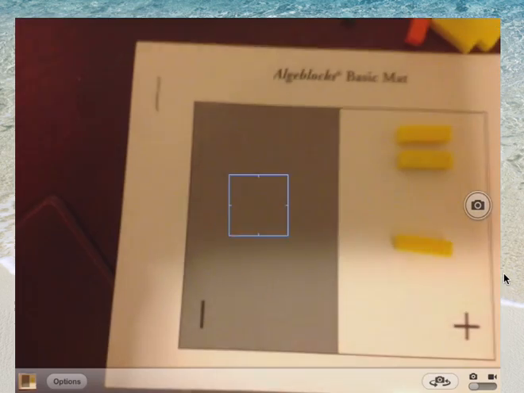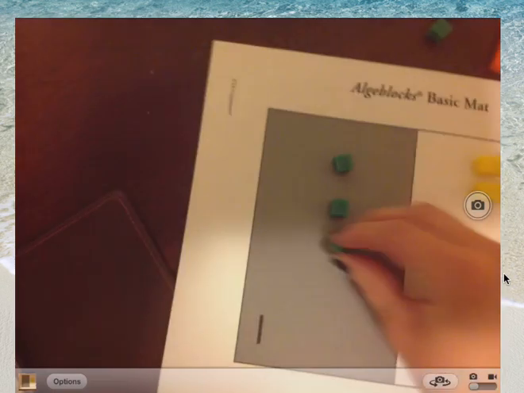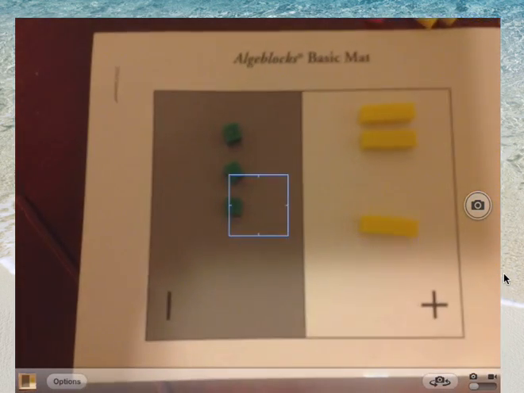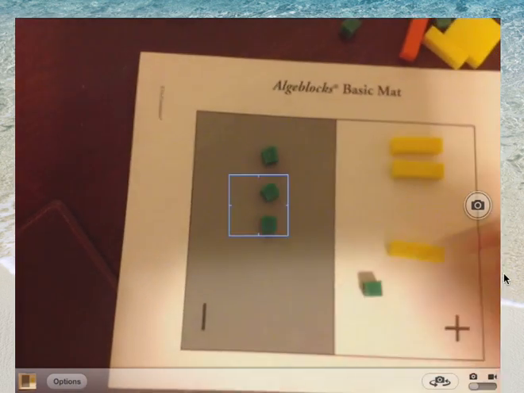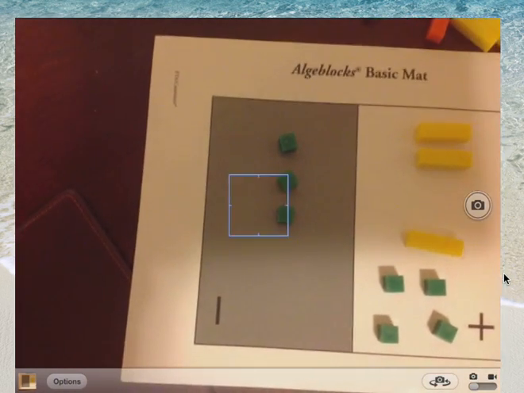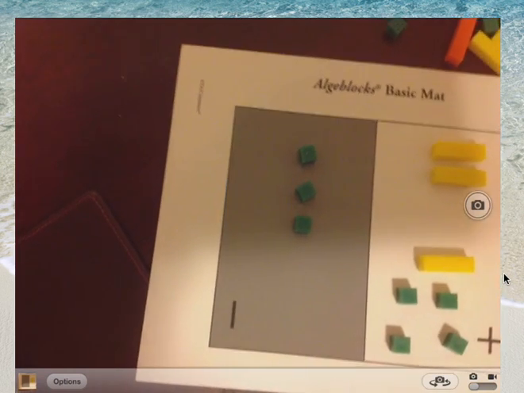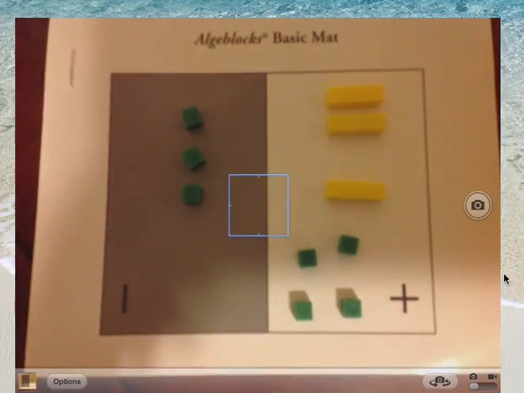So to show minus 3, I'm going to put 1, 2, 3 green blocks on the negative side of the mat, and then I'm adding positive 4. So I'm going to put 4 green blocks on the positive side of the mat. Okay? And I'm going to go ahead and take a picture.